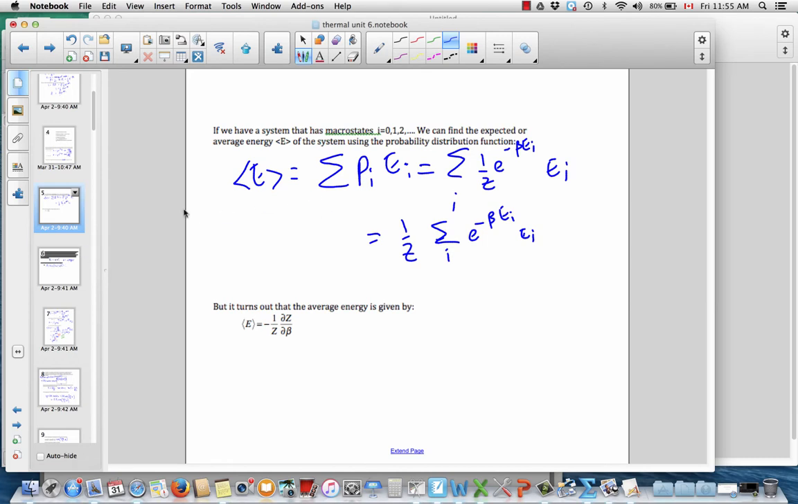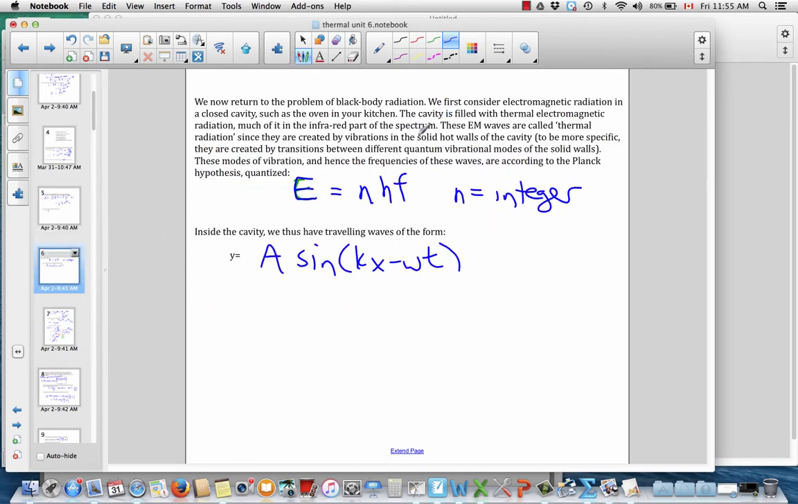So let's just park that for now, and then let's go back and start talking about thermal radiation. Let's look at radiation in a box, in a closed cavity. Let's say like a kiln or the oven in your kitchen. Now that cavity is filled with electromagnetic radiation, thermal radiation. A lot of it is in the infrared.